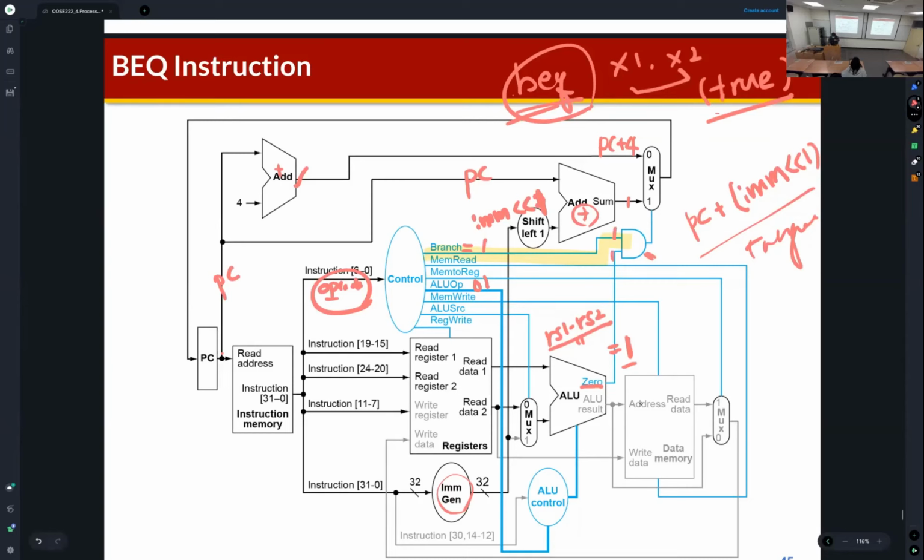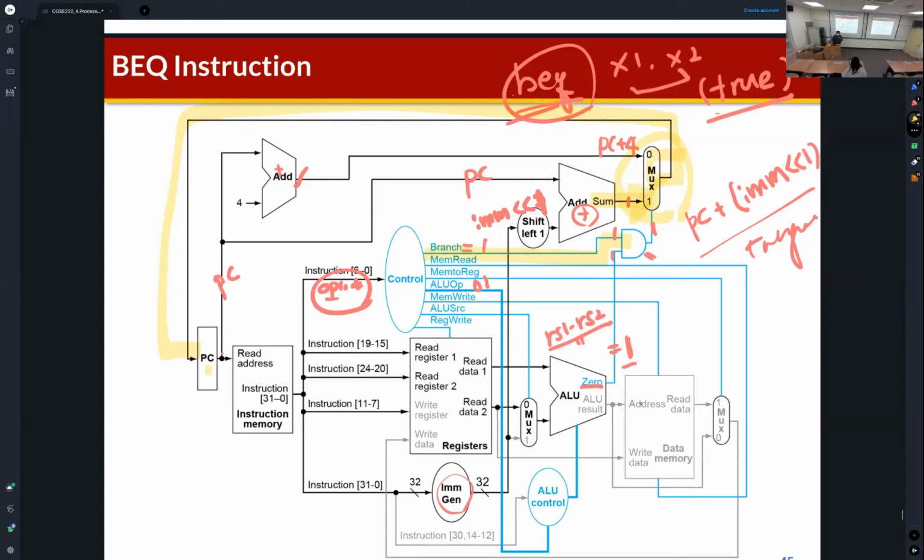So if this is one and this is one, then the output of the AND gate is one, which means for this multiplexer, this input is activated. So for the next PC, PC plus immediate multiplied by 2 is connected. So this is the operation of the branch instruction. Okay. So this line is connected to the next PC of the processor.